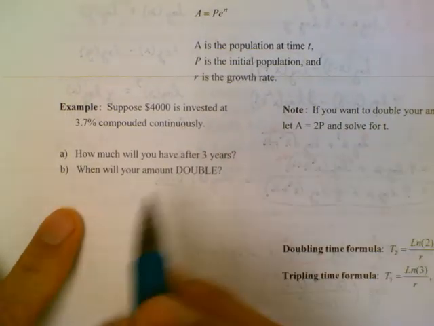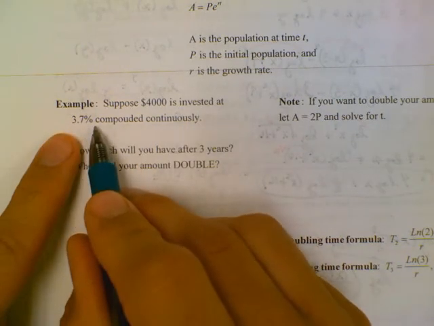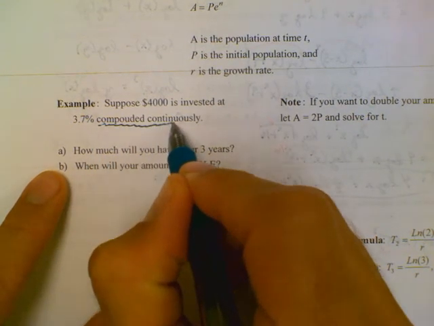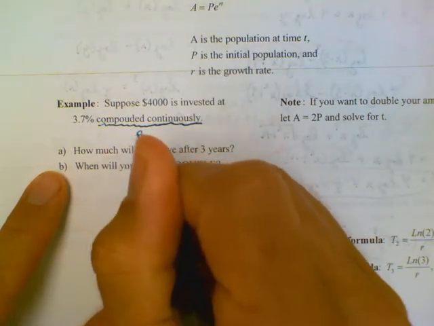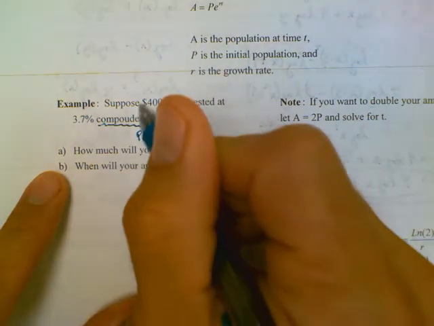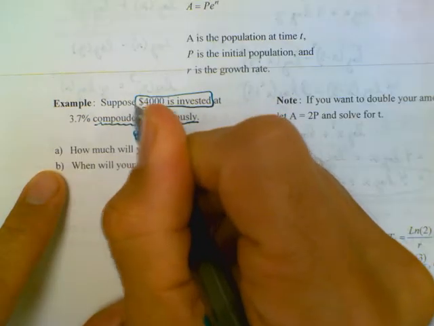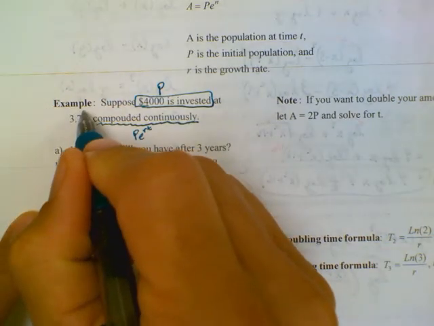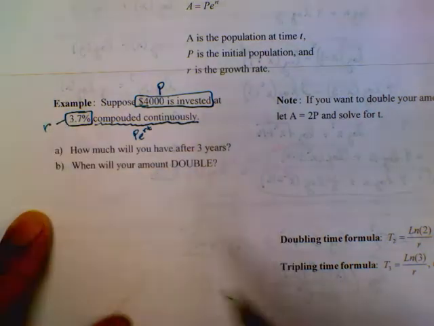So let's suppose that $4,000 is invested at 3.7% compounded continuously. If it says compounded continuously, that just means that I'm going to be using the PERT formula. It says that 4,000 is invested, so that must be my initial amount, P. 3.7%, well, that's a percentage rate, so that's going to be R.